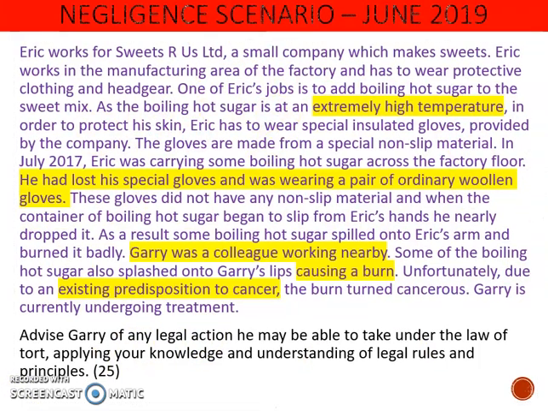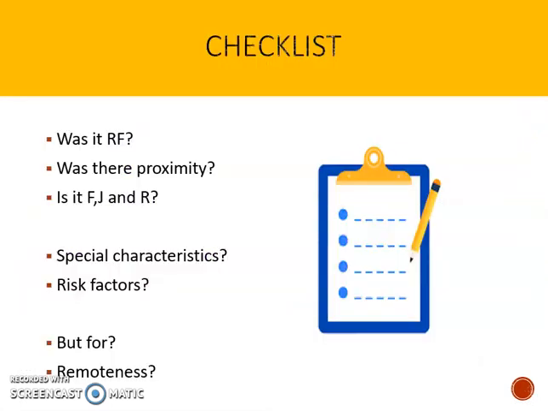And now that we've highlighted these key issues, I always think before you start writing, it's a good idea to go through a checklist, even if it's just your mental checklist. So thinking about that scenario with Eric, is it reasonably foreseeable that if you carry boiling hot sugar across a factory floor with just woolly gloves instead of non-slip gloves on, someone might be injured? Yes. Was there proximity? Yeah, he was nearby. Is it fair, just and reasonable? Yes, because he's not a public body acting in an emergency. So we've got duty, check.